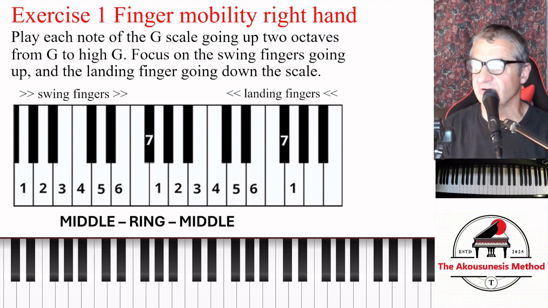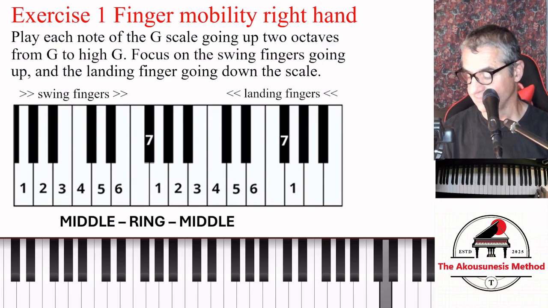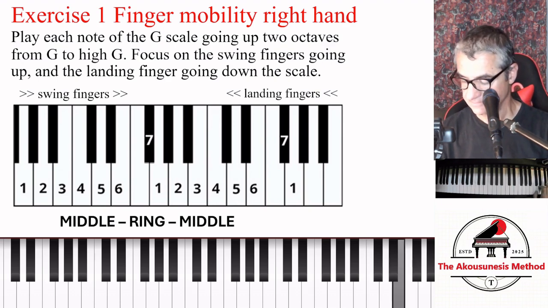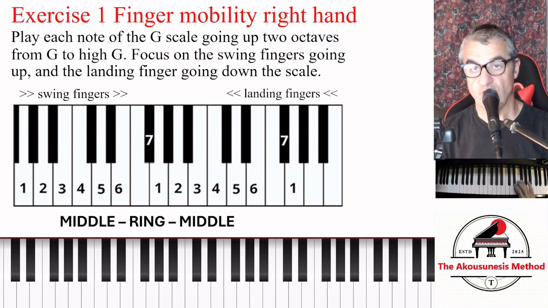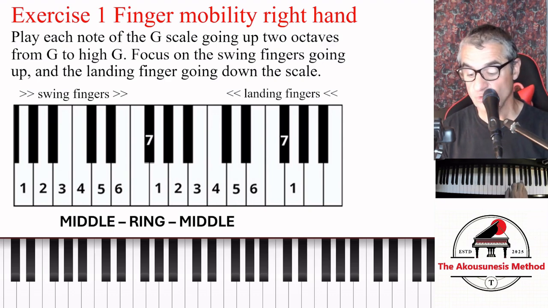So we're on the right hand again, right? Middle, middle, ring, is that F sharp, middle, middle, ring, middle, and back, okay? And then we're also going to do 1, 2, 3, 4. Now, what did I do wrong? 1, 2, middle, 3, 4, 5, 6, 7, 1.